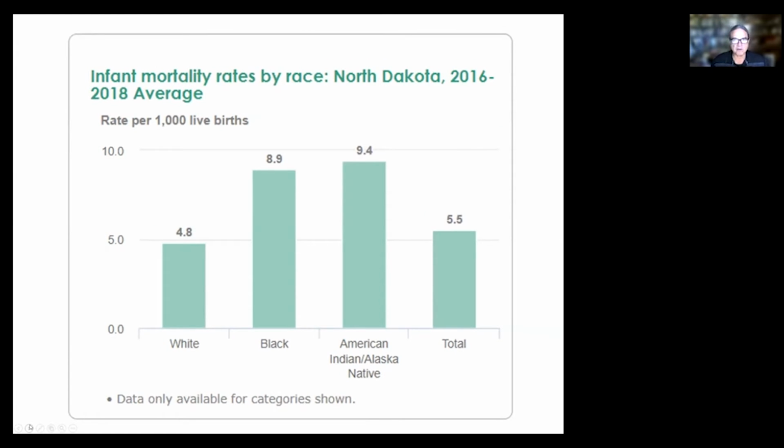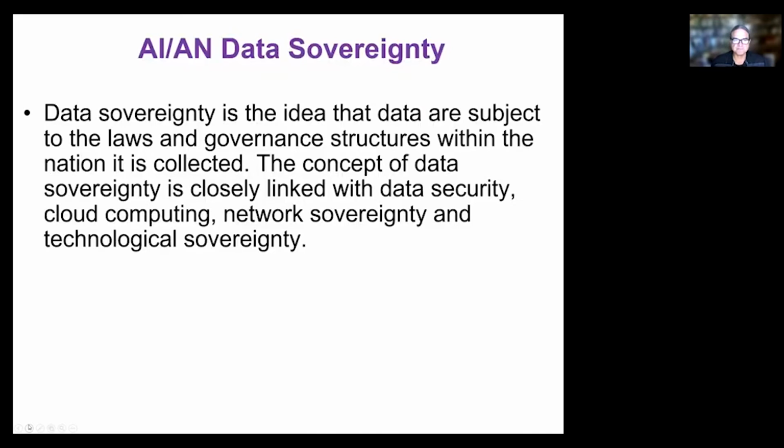I'm currently working here in North Dakota, and the disparities patterns are very similar and actually even a little bit worse. So the infant mortality rate for American Indians and Alaska Natives in North Dakota is 9.4 per 1,000 live births, whereas it's 4.8 for the white population. So significant disparities in both maternal and child health outcomes.